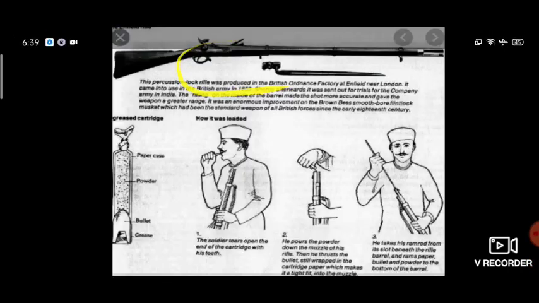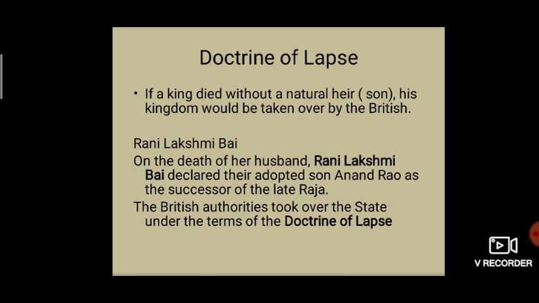Doctrine of lapse. Doctrine of lapse is a kind of policy started by the Britishers. What does it mean? If a king died without a natural heir or a son, his kingdom would be taken over by the Britishers. What does it mean? Suppose a king died and he did not have a son. In such cases, Britishers will take their kingdom.